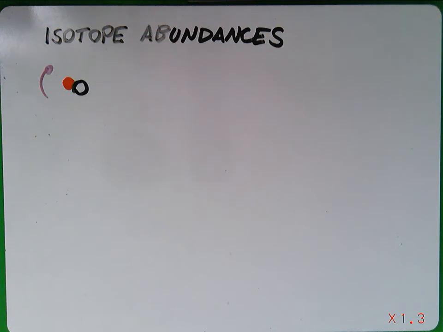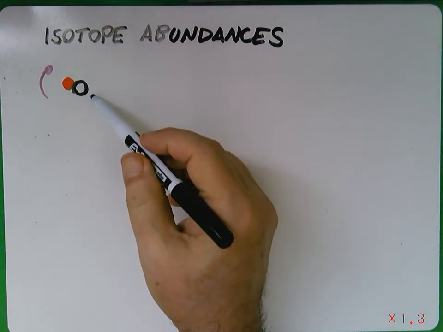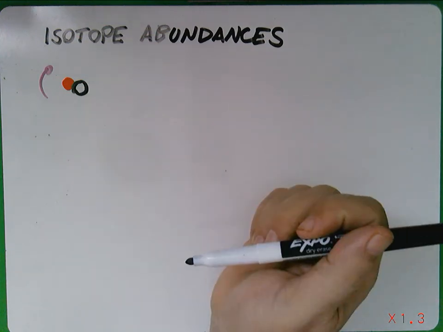Now, all of the isotopes of an element aren't equally abundant. When you have a hydrogen atom, almost all of the atoms of hydrogen have just one proton in them and no neutrons. Here's heavy hydrogen, deuterium, hydrogen 2. Those were all names that we gave this. It's got one proton and one neutron.